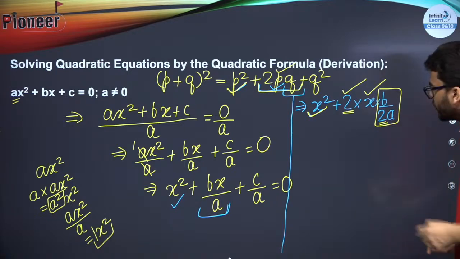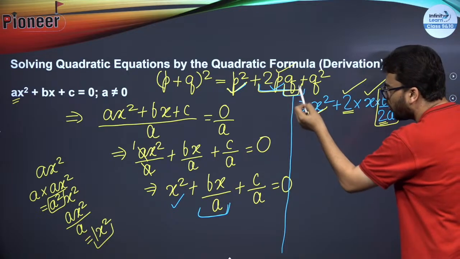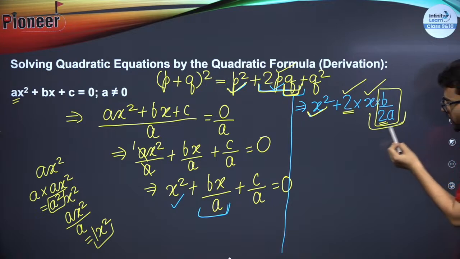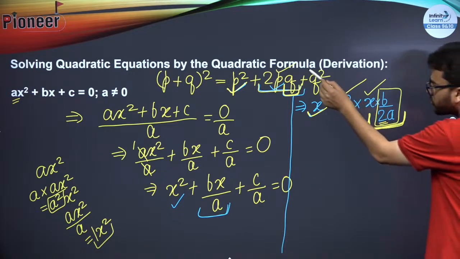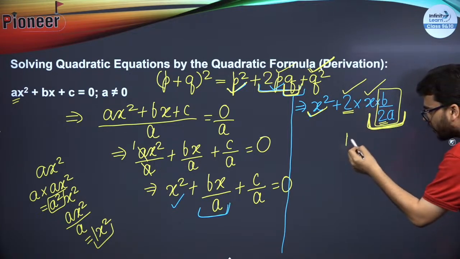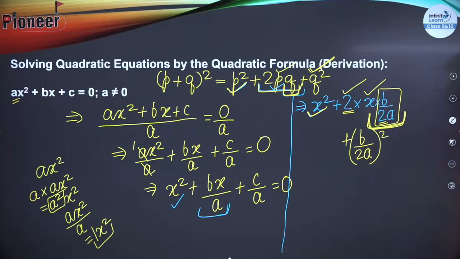You got it, guys? Now you see, over here it is 2pq plus q square. In place of q, have I got b upon 2a? Do you agree with that? Exactly. So I want q square as well, which means I want b upon 2a the whole square as well. But it was not written in the question. So if I have introduced b upon 2a on my own, I have to subtract b upon 2a the whole square as well.